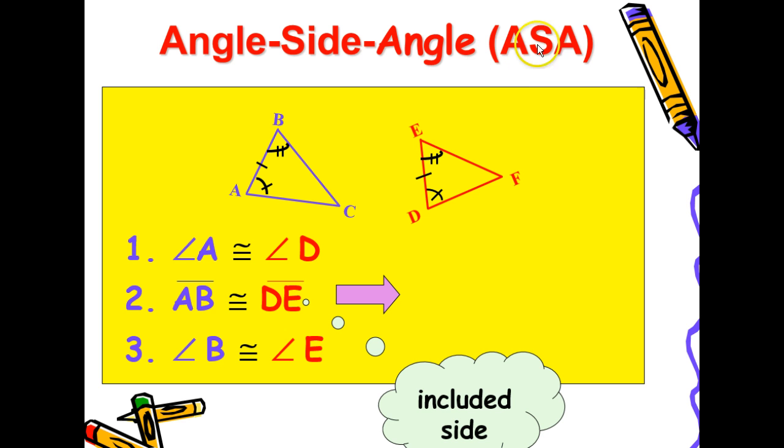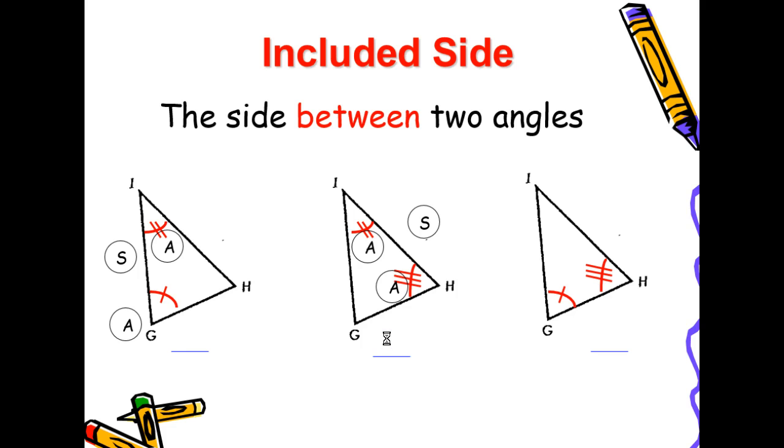The first one's called angle, side, angle. The S is between the A's. Okay, write that down. S is between the A's. ASA, angle, side, angle. It means the side is included between the two angles. Look at the picture. In this triangle and this triangle, that little side that's marked is between the two angles. Okay? We can say the triangles are congruent using angle, side, angle.